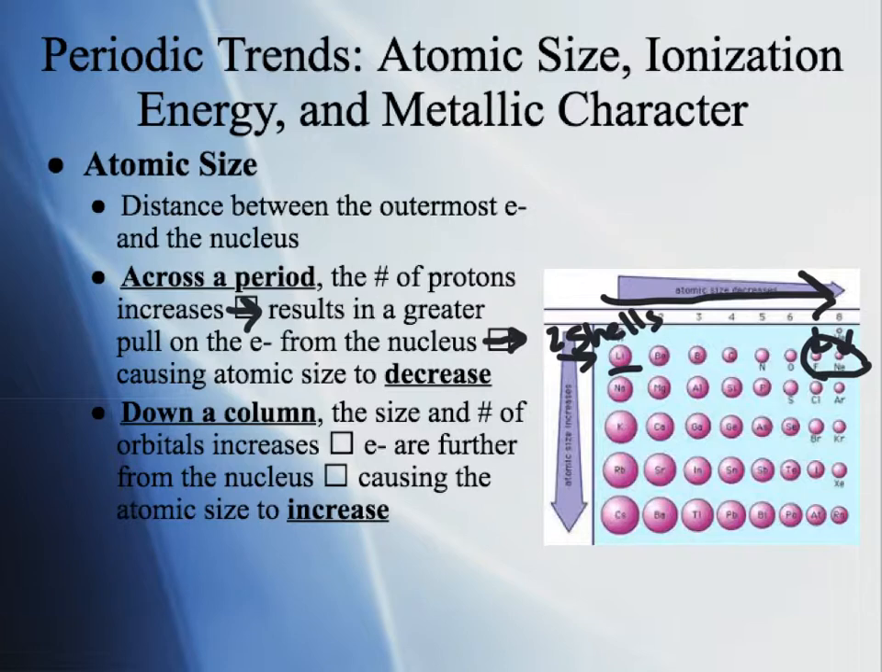Now going down a column, okay, remember, as you go down, the number of shells increases, right? And so you've got electrons that are further and further away from the nucleus, and the protons, however many they have, aren't going to be able to pull as hard. That's going to cause the atomic size to increase. So as you go down a group, atomic size increases. Okay, so that's basically the logical scientific explanation of why it decreases going across and increases going down.